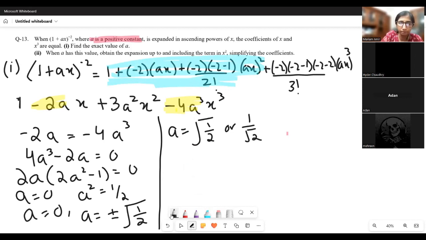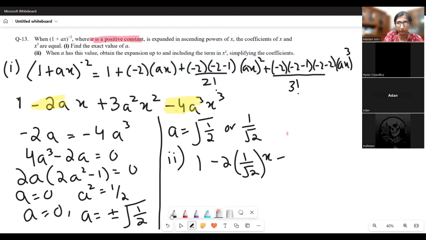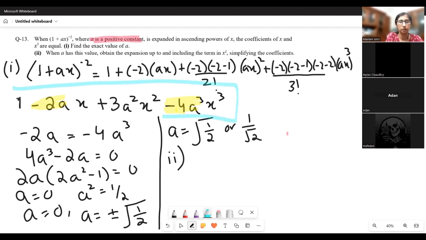So we have 1 minus 2 times 1 upon under root 2 x, plus, I had actually simplified this further, hold on. Why am I substituting that there? I will instead substitute it here, and only till here, because we need to go till x square, not till x cube.